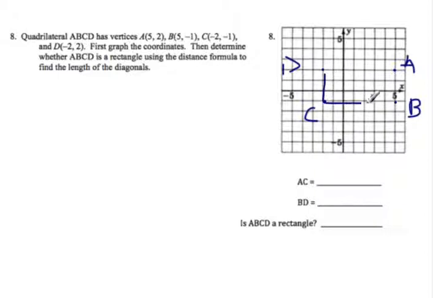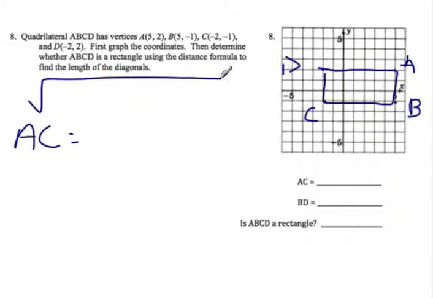Does this look like a rectangle? Absolutely, but in geometry, we just can't assume it's a rectangle. So we're going to figure out if it's a rectangle by seeing if the diagonals are congruent. So the first thing I'm going to do is calculate the distance between A and C using that distance formula that we've grown to be so fond of.